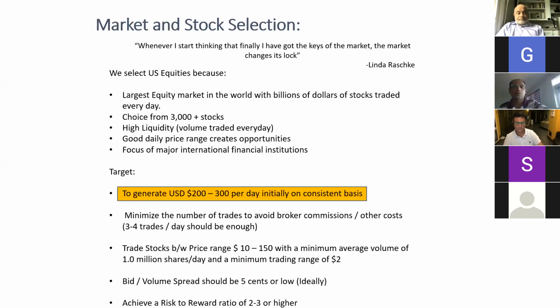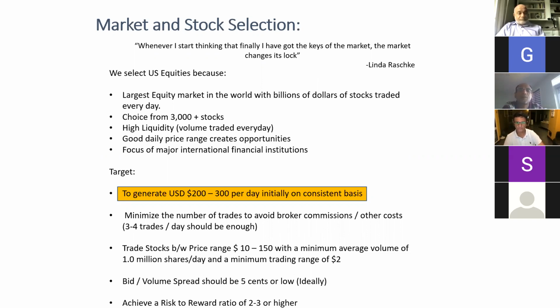Market and stock selection. Which market are we going to choose and which stocks are we going to select? One of my favorite quotes is by the great trader Linda Raschke: whenever I start thinking that finally I have got the keys to the market, it changes the lock. That tells you the nature of the stocks and the market: every time you think you've got something and can now deploy this strategy and just make a lot of money, I have heard stories of the market changing itself.